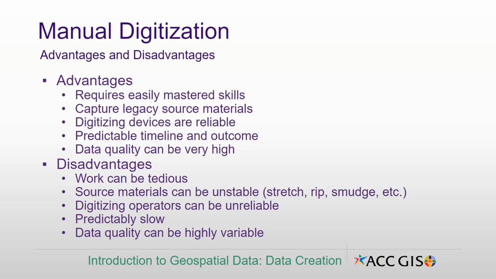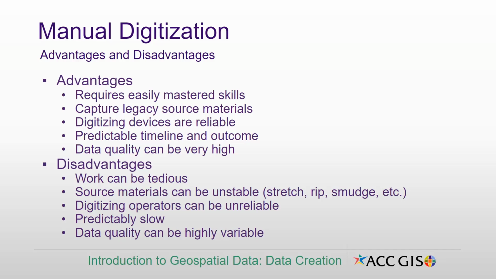be unstable. They might have a rip in them, or you might rip it when you're capturing it. They might have smudges or stretches, and so that can be a real challenge when you are scanning materials, for example. Another advantage is digitizing devices are very reliable. The disadvantage is the operators are not as reliable, so that you might have multiple operators that are developing different qualities of product for you, for example, or you just might have one operator who doesn't show up to work.